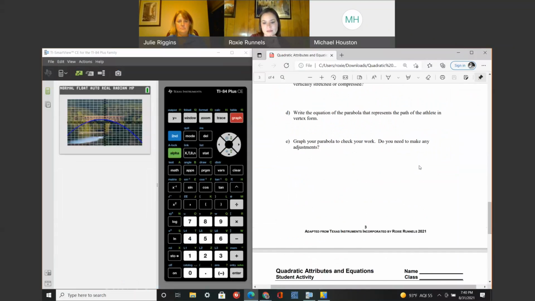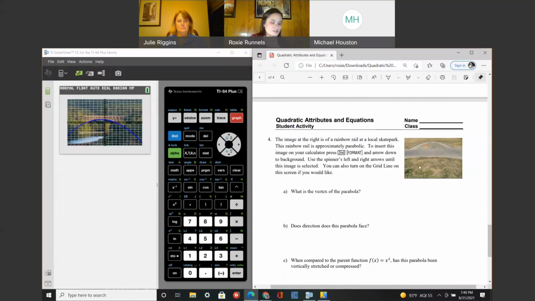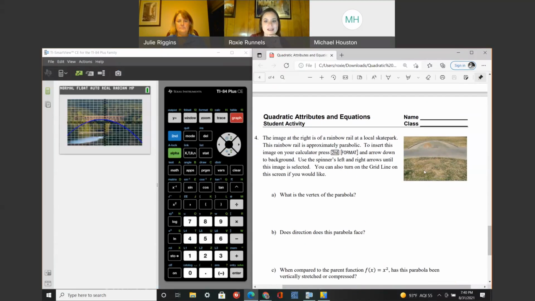And then the last one, Julie and I had lots of really great discussions on this last one, because we were trying to think of different real world applications. And I thought, skateboarding has been just popular with kiddos since what, the 60s. It's popular, it's still around, kids are still doing it. So this image, I did not do a Google search. I went to a skate park down the street from my house and actually took this picture.